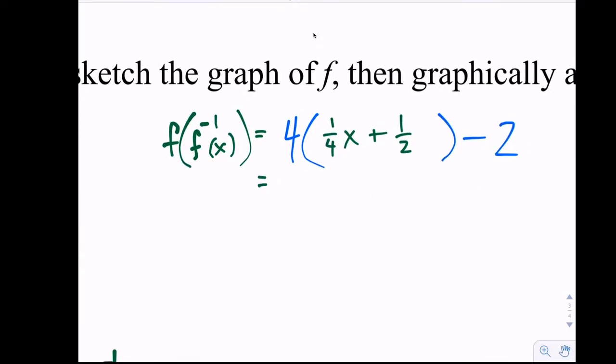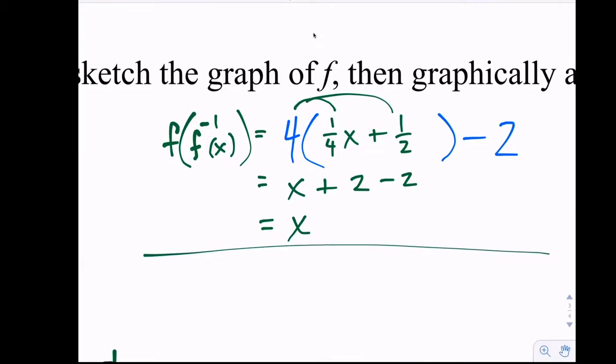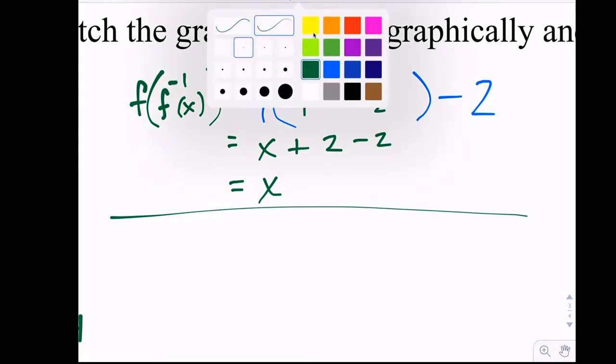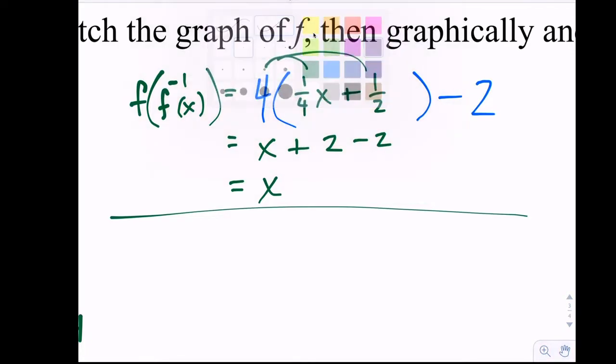Okie dokie. So I'm going to plug in there 1/4 of x plus 1/2. Let's go ahead and simplify that. If I distribute the 4, I get 4/4, also known as 1, so that's x, plus 4/2 is 2. Minus the 2 that's outside, I get what? x. Holy moly. I ended up with x.